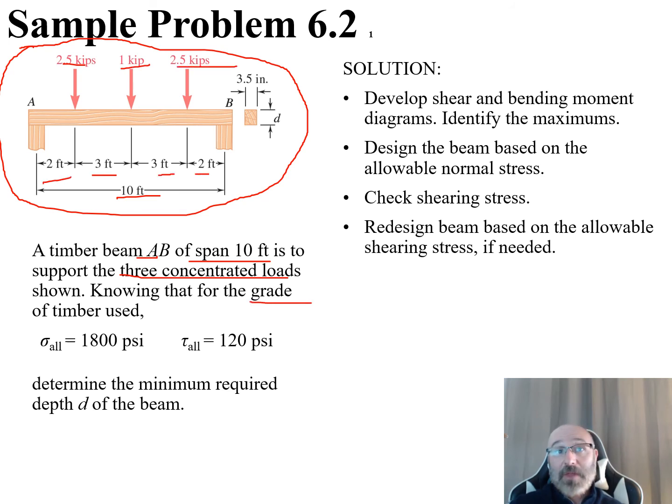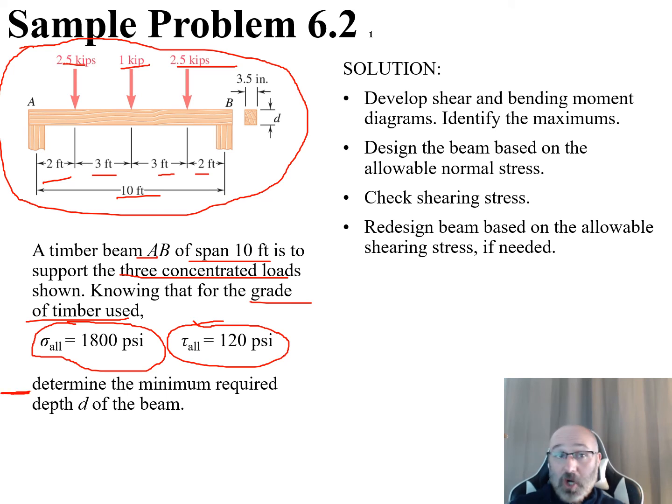They also give us the grade of that timber, and we now have that our max allowable normal stress is 1800 psi, and our maximum allowable shear stress is 120 psi. From that, this is what we need to find. Here's our find section if we were doing this by hand for our setup page: to determine the minimum required depth D, which is this depth right here of the beam.